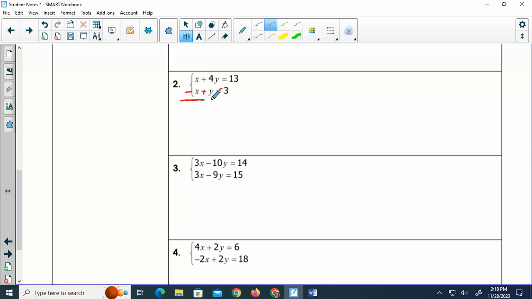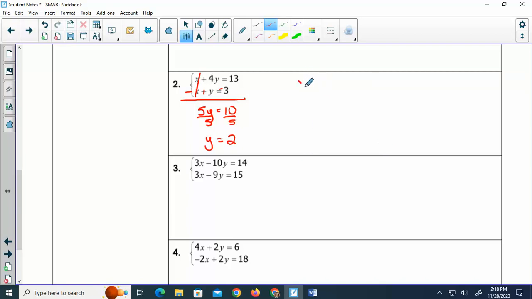So then when I add them, positive x and negative x cancel. 4y plus 1y is 5y. 13 plus negative 3 is 10. Divide by 5, and we get y equals 2. Then you plug it back in. You can use either of the original equations.